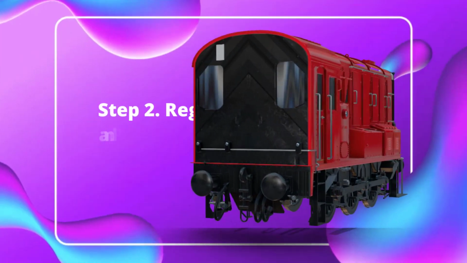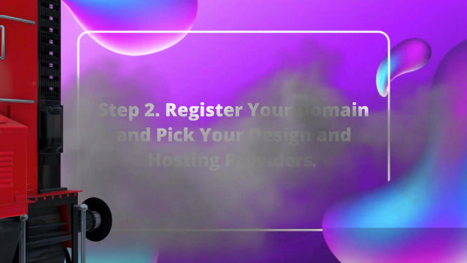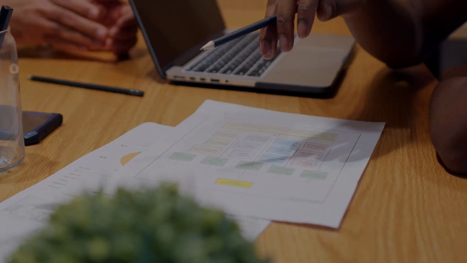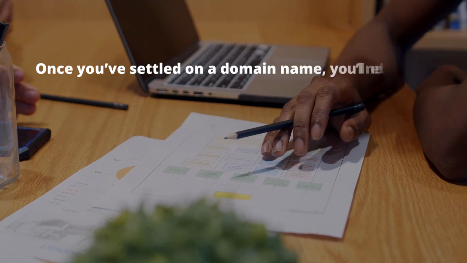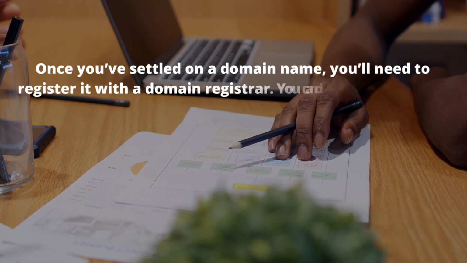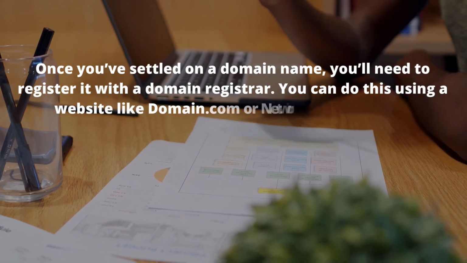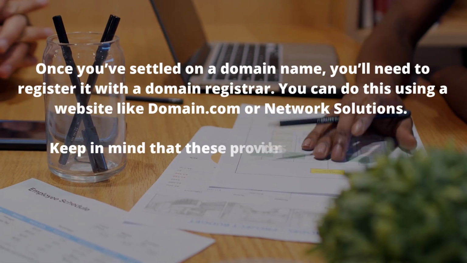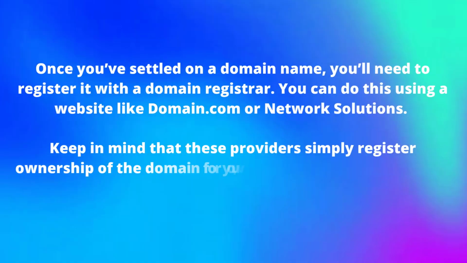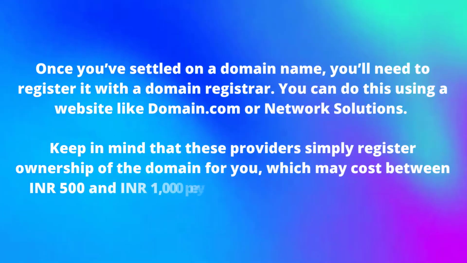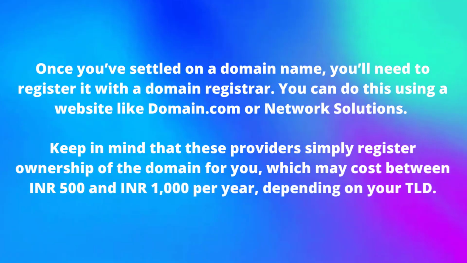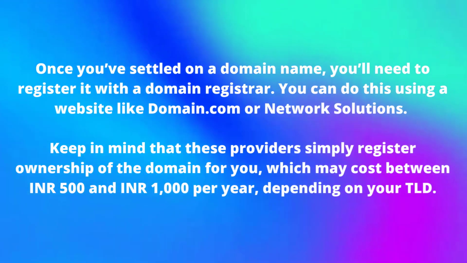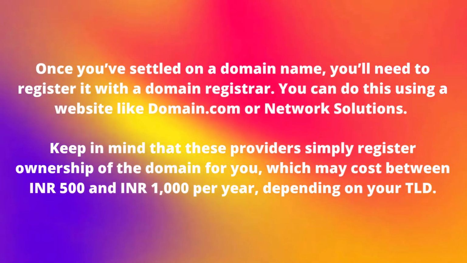Step number 2. Register your domain and pick your design and hosting providers. Once you've settled on a domain name, you'll need to register it with a domain registrar. You can do this using a website like domain.com or Network Solutions. Keep in mind that these providers simply register ownership of the domain for you, which may cost between INR 500 and INR 1000 per year depending on your TLD.